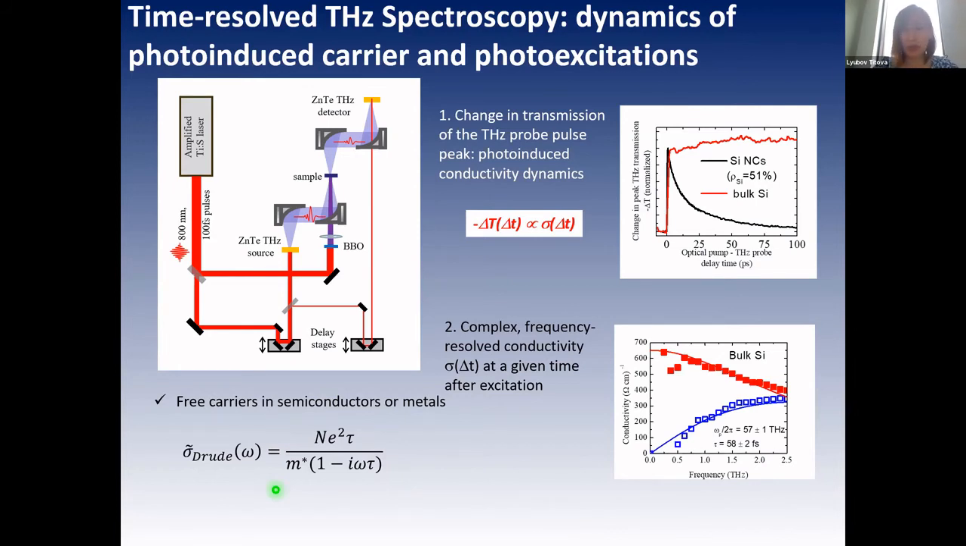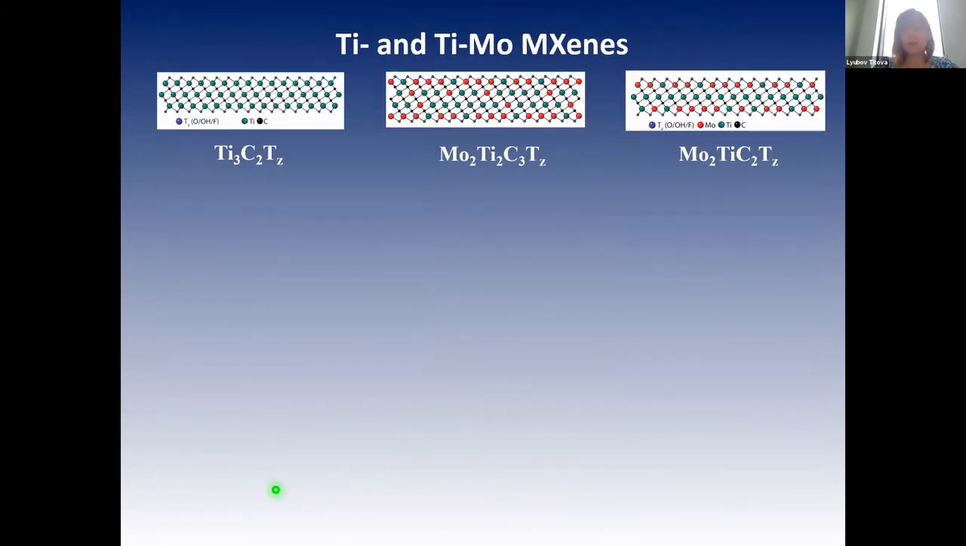Okay, so now let's move on to our work in MXene. Okay, so those are the three samples that we have looked at, right?